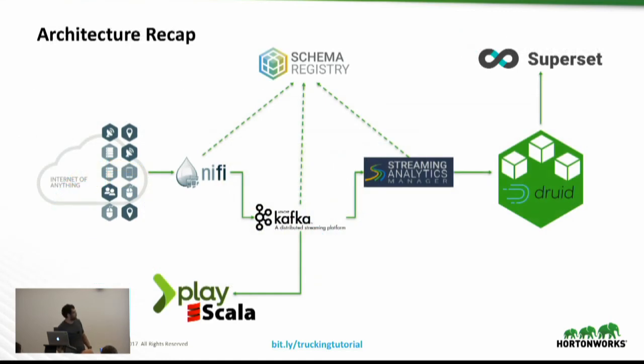So just to recap how the architecture looks, we have the Internet of Things, which in our case is data from trucks, truck sensors, and traffic congestion information. We intelligently filter out the data that we want through NiFi. We send it to where we need it to be, which in this case is our message broker, Kafka.